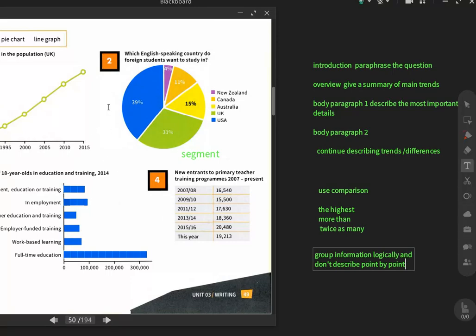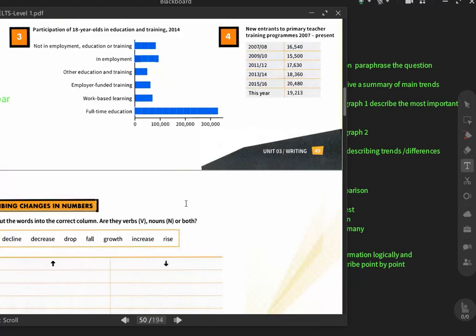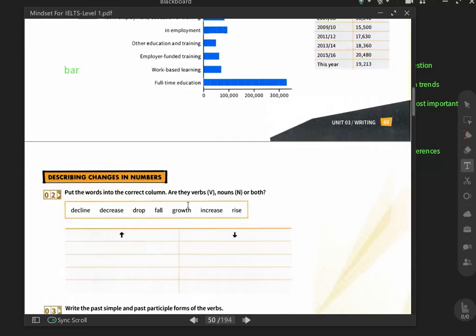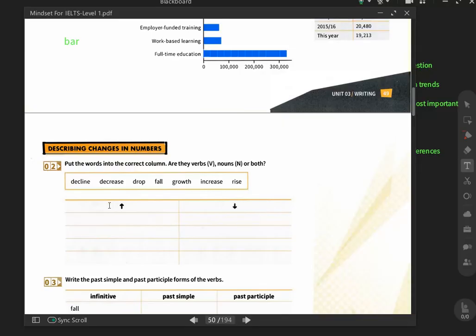Well, I want to give you some words here, as you can see, like decline, decrease, drop, fall, growth, increase, rise. Yeah, actually, they're good. But we have more. For example, increase, so the function increase, okay? Let me see what other words we have. Can you guess?